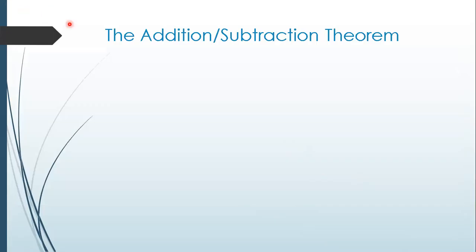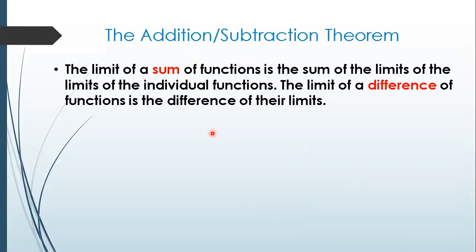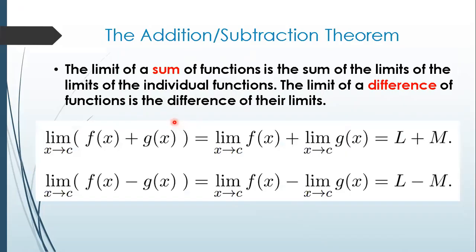Now let's have another theorem, the addition or subtraction theorem. The theorem states that the limit of a sum of functions is the sum of the limits of the individual functions. And then the limit of a difference of functions is the difference of their limits. So they are just the same with the sum. The sum and difference are just the same with each other. So you are going to illustrate that here below.